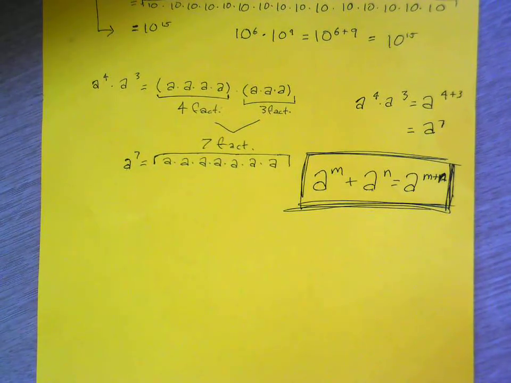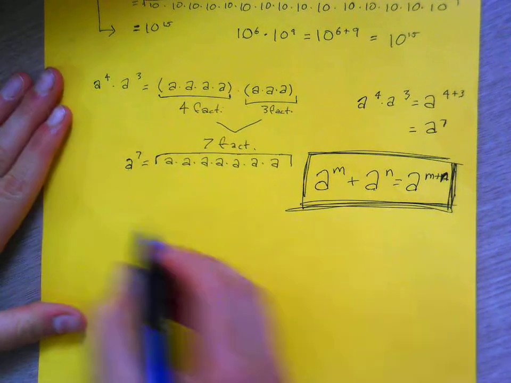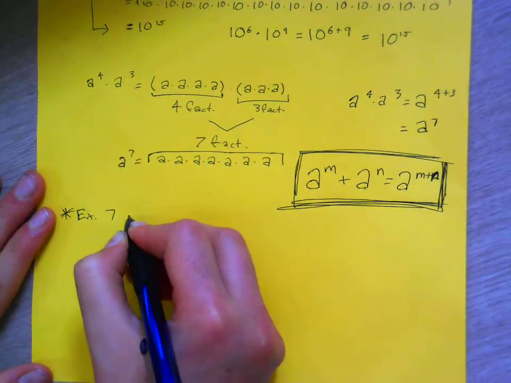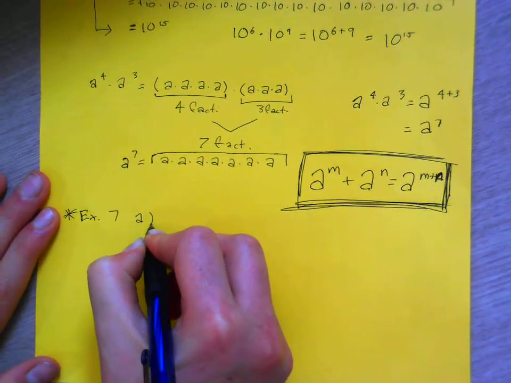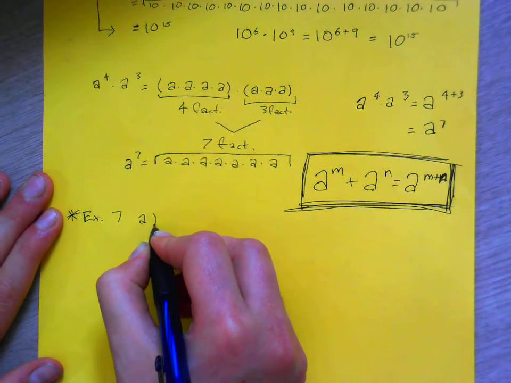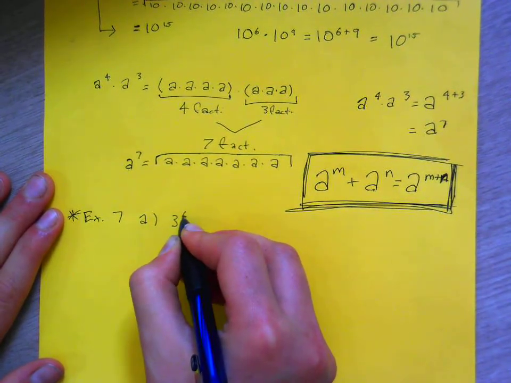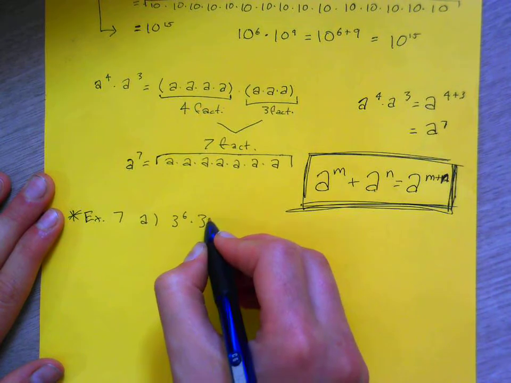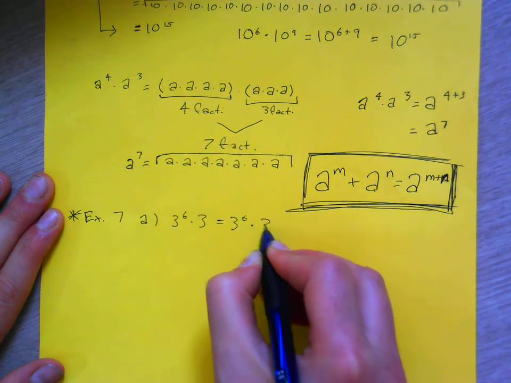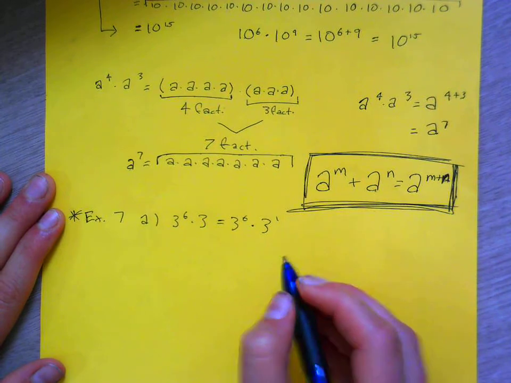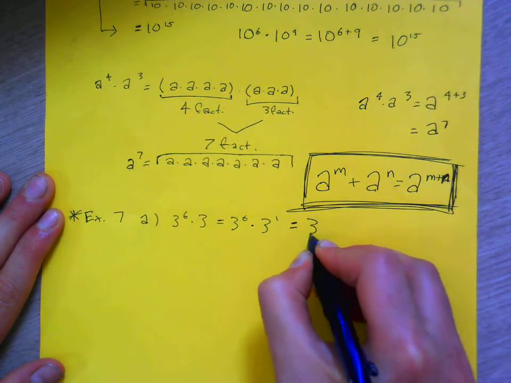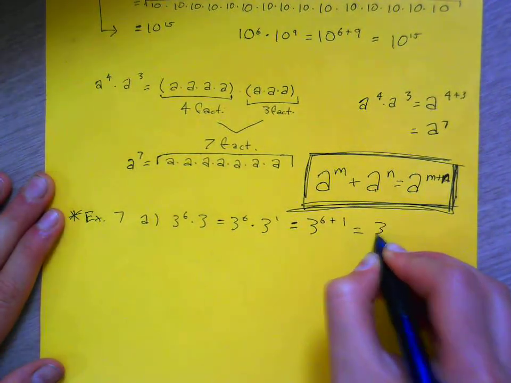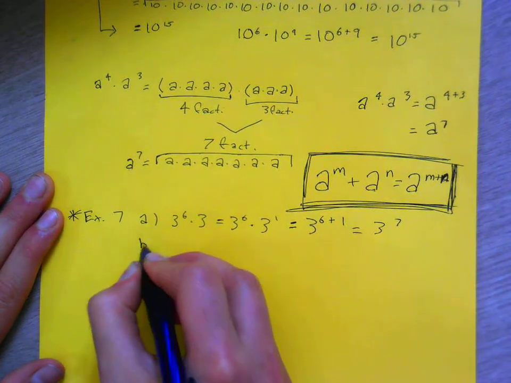Now, let's try example number 7. In example number 7, let's start with A. Simplify each expression and write your answer in exponential notation. 3 to the power of 6 times 3. 3 simply written as this, you could also write as 3 to the power of 6 times 3 to the power of 1. So let's write this as 3 to the 6 plus 1 equals 3 to the power of 7. Pretty simple.